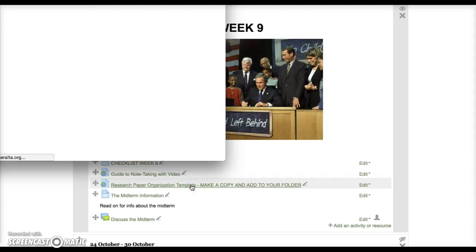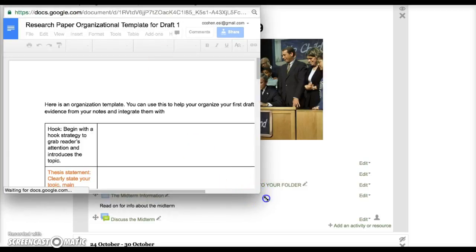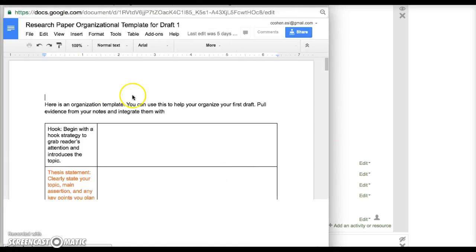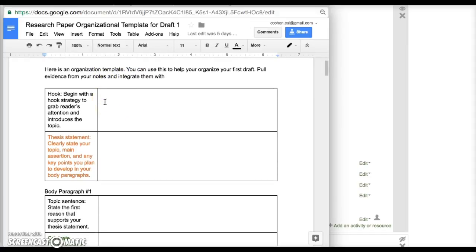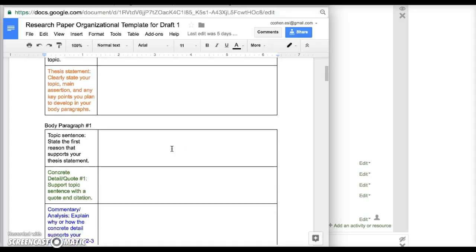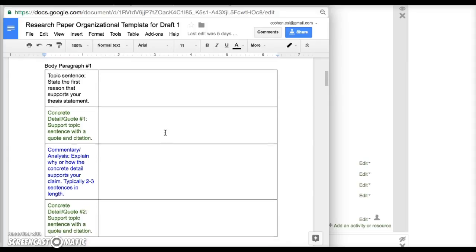And so I've posted this organizational template, which I'm going to use to demonstrate how to organize your paper. If you click on here, you will see this template and you can make a copy and add it to your folder. It's a really good way to help you organize your first draft because it kind of breaks down the paper into different segments and will help with the organization significantly. So here you've got space for the introduction, and then here you've got space for the body paragraphs. And you'll see that the body paragraphs are all the same.